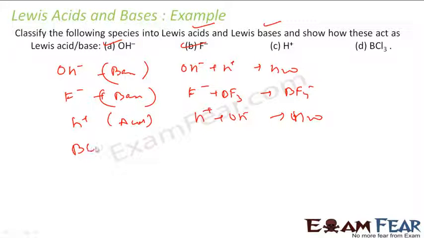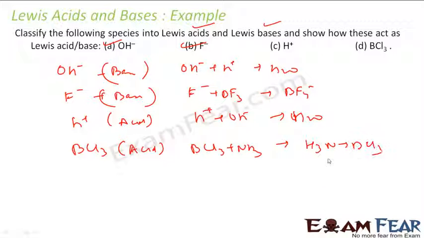BCl3, the tricky part. This is an acid, like BF3, because with BCl3 plus NH3, if you see how it works, this becomes H3N-BCl3. It accepts the electron pair. So the Lewis definition is the best definition for acid and base, but for our chapter we will not be using this definition. We will be taking the earlier definition.